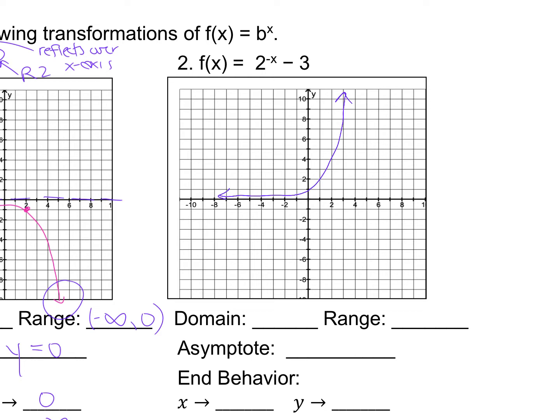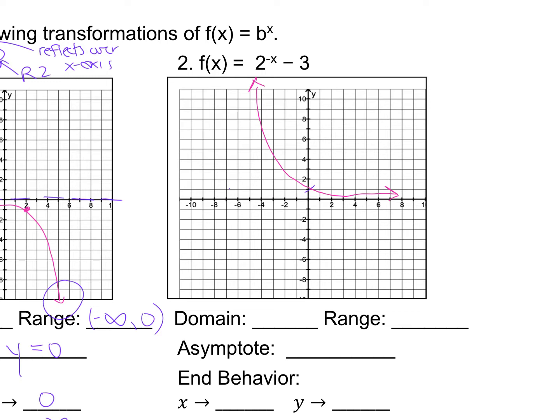What is that negative on the x going to do to it? Flip it across the y. Flip it across the y. Okay, so that's going to be the first thing I do. Reflect this across the y-axis, which makes it look decreasing rather than increasing, yes? And then I have one more transformation to be done to it. What is that?